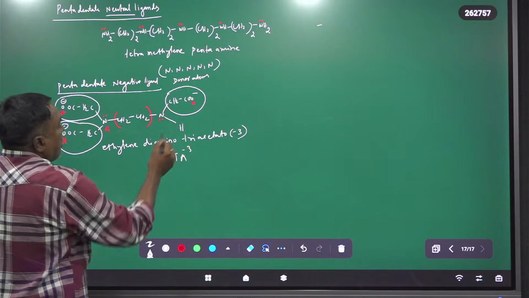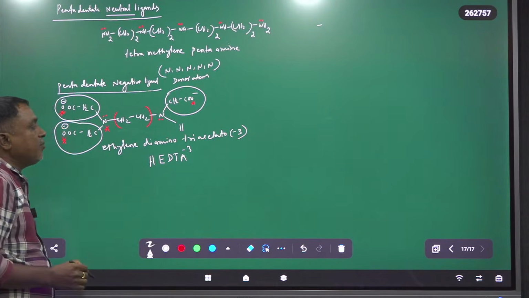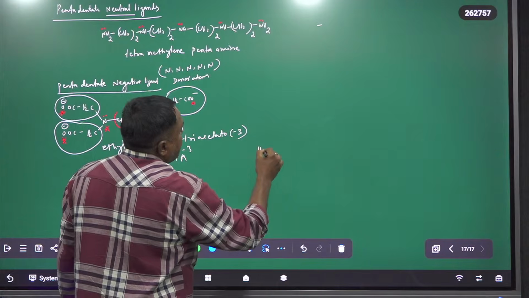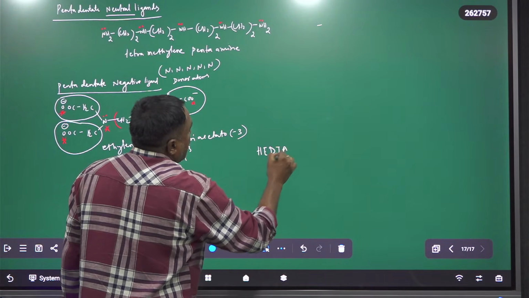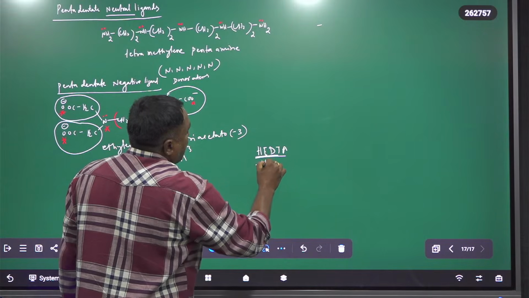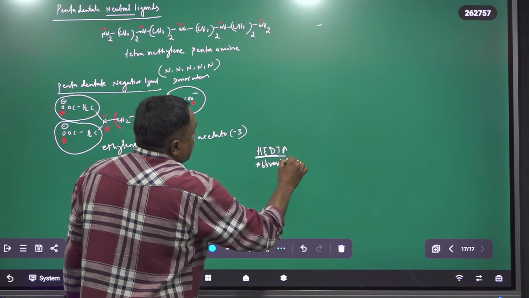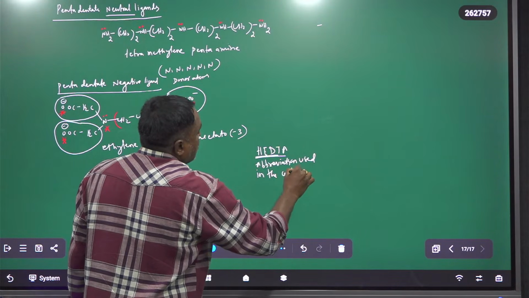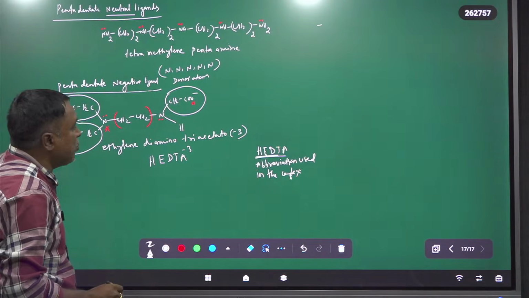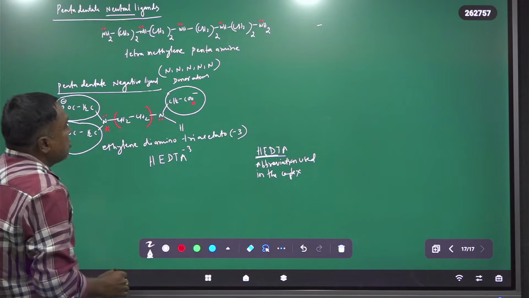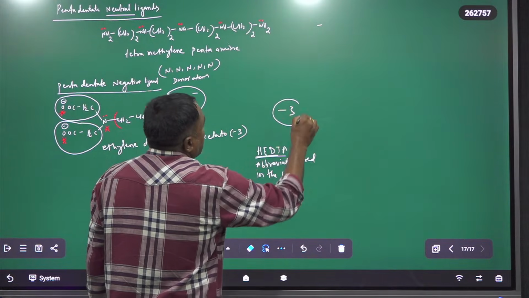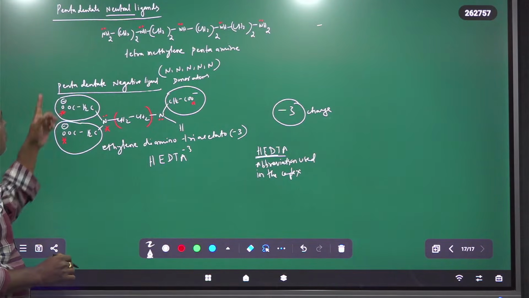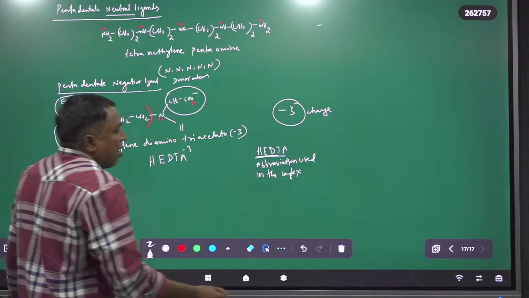But with one hydrogen, this is HEDTA minus 3. The abbreviation used in the complex compound is HEDTA. This is the abbreviation used in the complex during the nomenclature of the complex compound. HEDTA. So the charge on this is minus 3, the charge of this ligand. So it belongs to the pentadentate negative ligand.